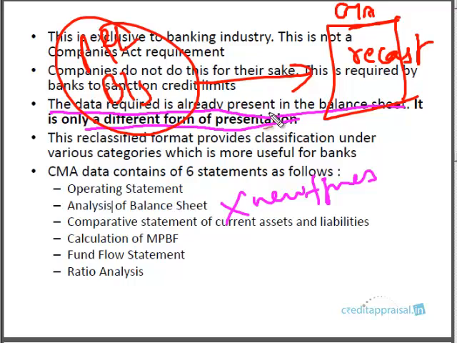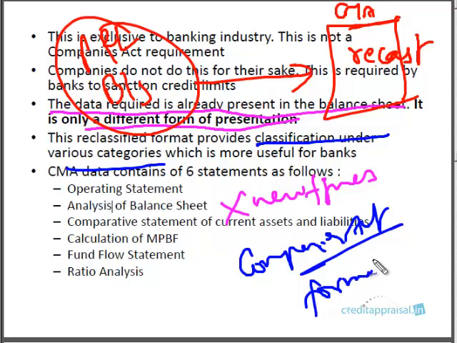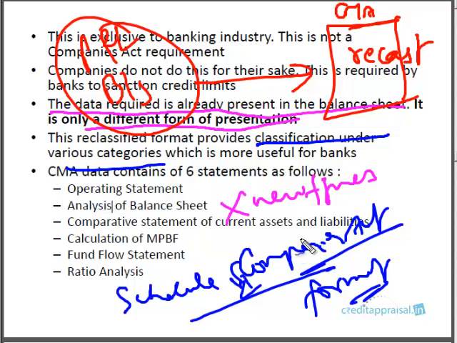With this reclassified format, you might ask what is the fun in reclassifying figures which are already there, right? So what actually happens is this reclassified format will provide classification under various categories. This is actually more useful for banks. See, the Companies Act was not designed for bankers. We already discussed that the format we have in P&L account and balance sheet is based on Schedule 6 of the Companies Act. But the people who designed this Schedule 6 didn't have bankers in mind, right? They must have had all stakeholders in mind, of which lenders are one part. So this is not specific to bankers.